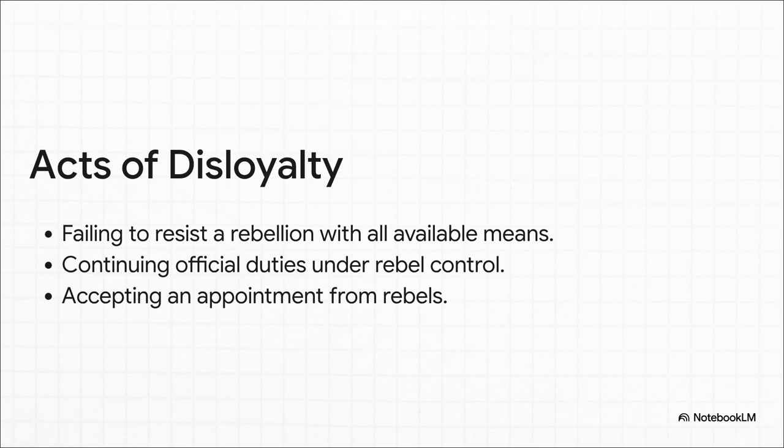And the law is crystal clear on what that duty is. First, you must resist the rebellion with everything you've got. Passivity is a crime. Second, you can't just keep doing your job if rebels take over your town. Why? Because that makes them look legitimate, like they're the real government. And the last one is a total no-brainer. You cannot accept a new job from the rebel leaders. That is literally switching sides.